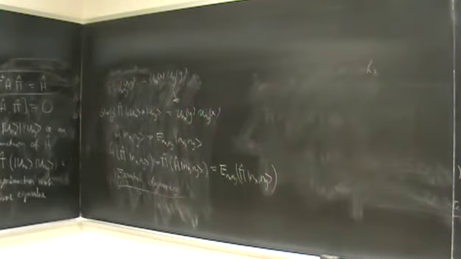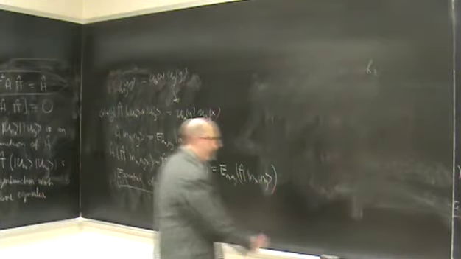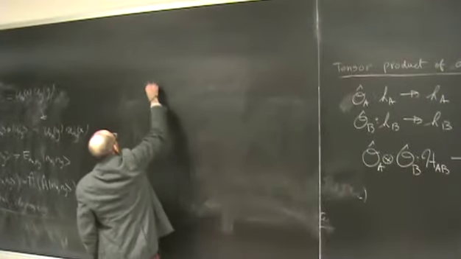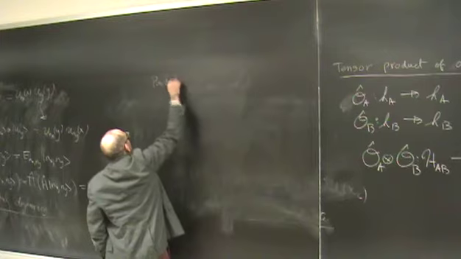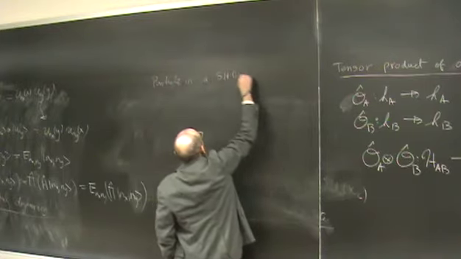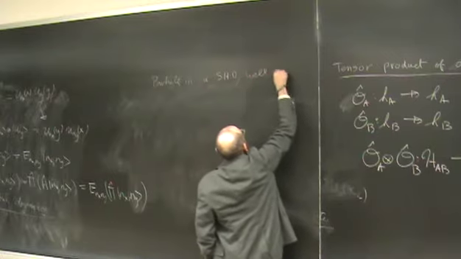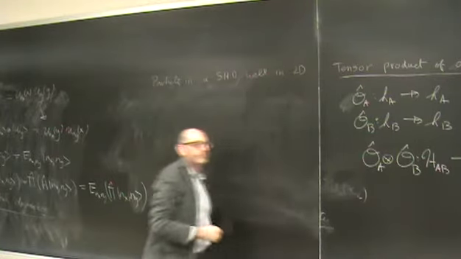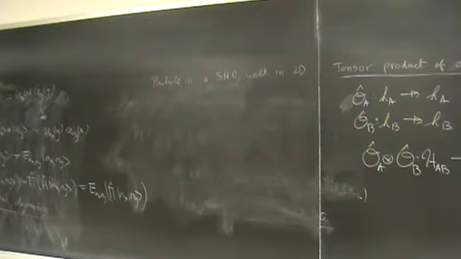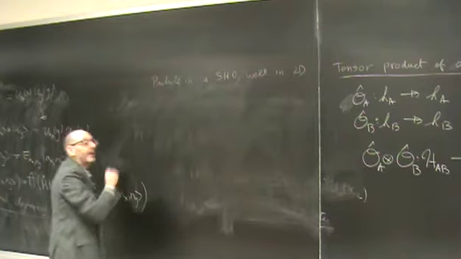Okay. Let's do another example before our time is up here. Let's talk about a particle in a simple harmonic oscillator well in 2D. Do you mean that it has a 1/2 kx squared and a 1/2 ky squared for the potential? Yeah, exactly. So let me explain what I mean.